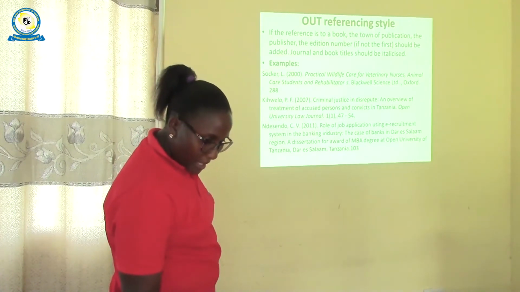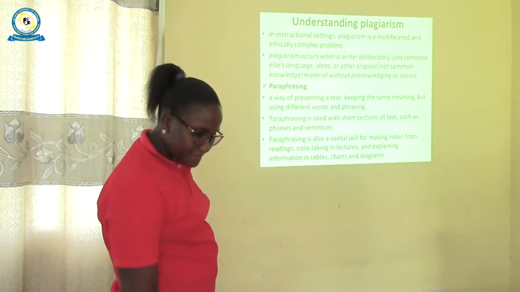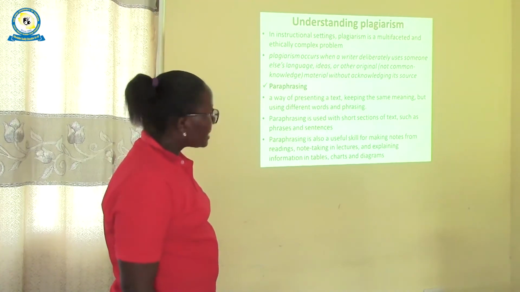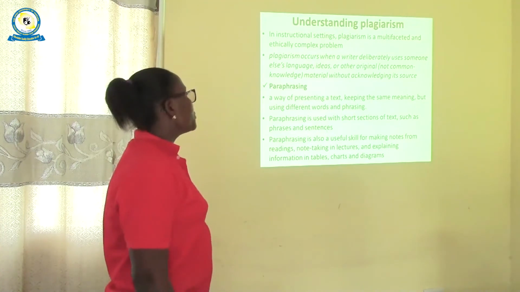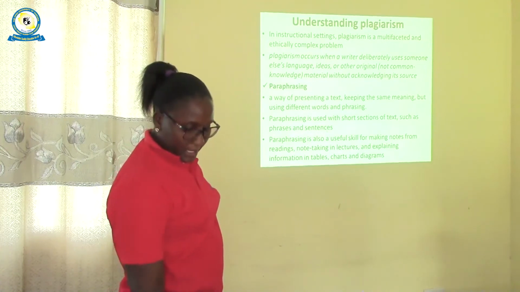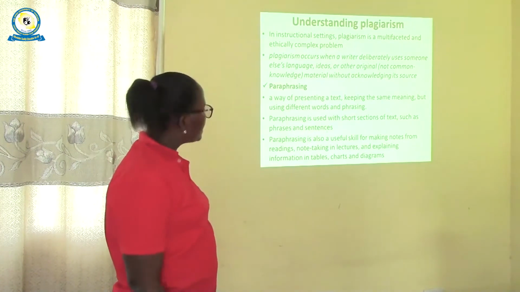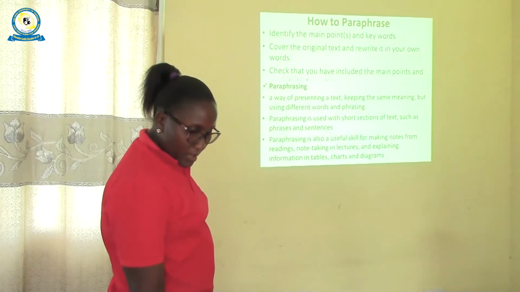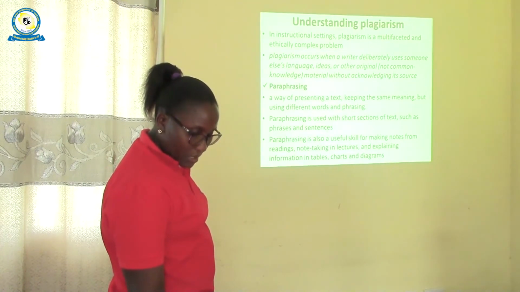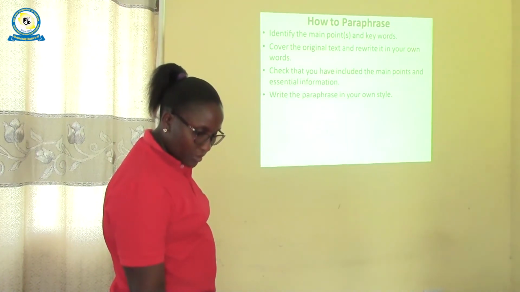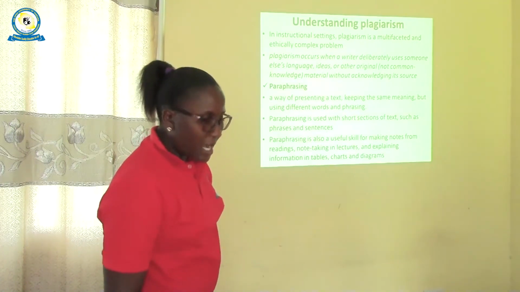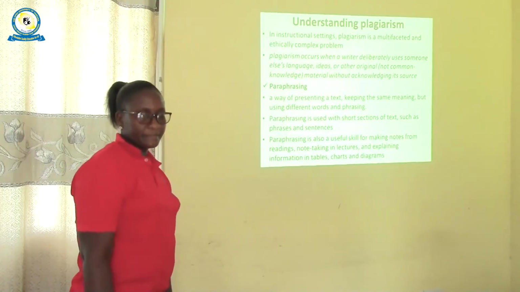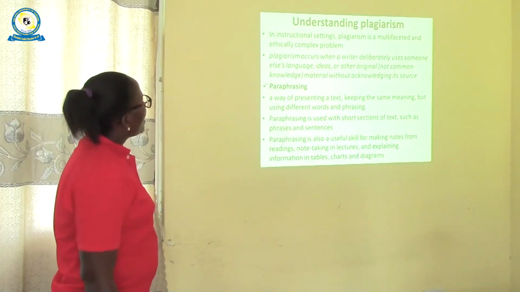Okay, then from there, let's look at the things that can help us to produce an academic text that is free from plagiarism and from getting direct content from other people's books, journal articles, and so forth. Now, what is plagiarism? Okay.